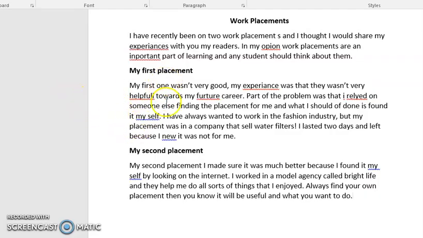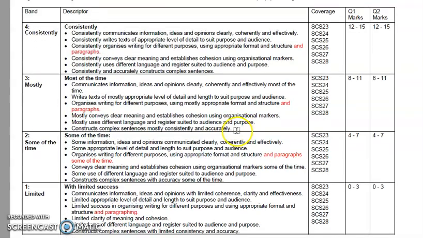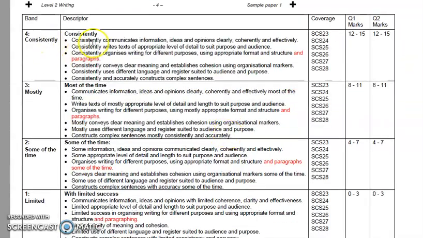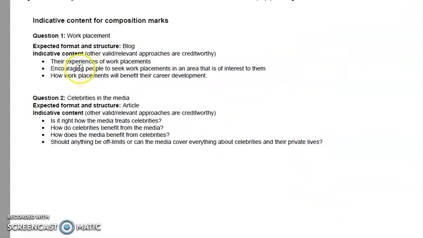So the first thing that the examiner's probably going to do is have a bit of a look again up the top here at your content and communication bit. And they're probably also going to have a bit of a think here about indicative content. You may come up with ideas that are a bit different from this, but this is broadly what they'd expect to see here.